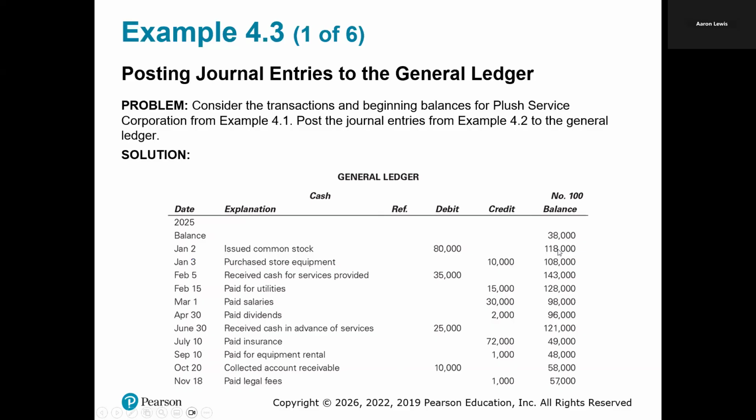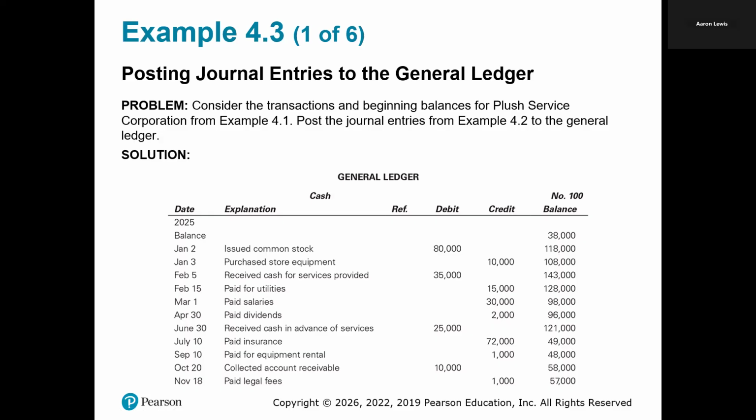If we had $118,000 in cash after we issued common stock, and then credits to cash, or a decrease to the account, we decreased our cash by $10,000 for purchasing equipment. Now it's down to 108,000. If we got another $35,000 for providing services, that's a debit to cash, and cash always increases on the debit side, so that would increase our balance, bringing it up to 143,000. So on and so forth, all the way through the period. And you get to see how cash changed during the period. It's essentially just a glorified checkbook, if you've ever had to balance one of those.